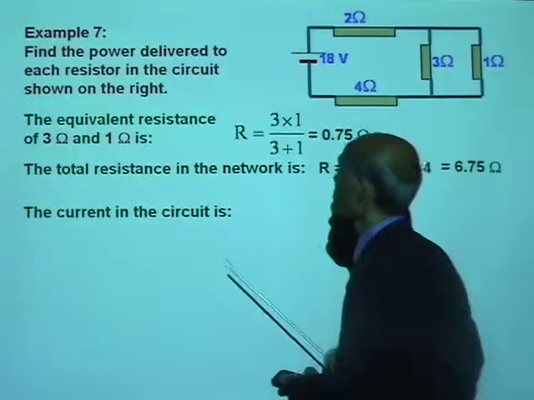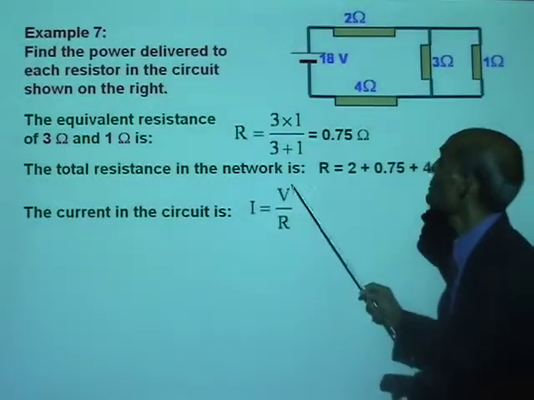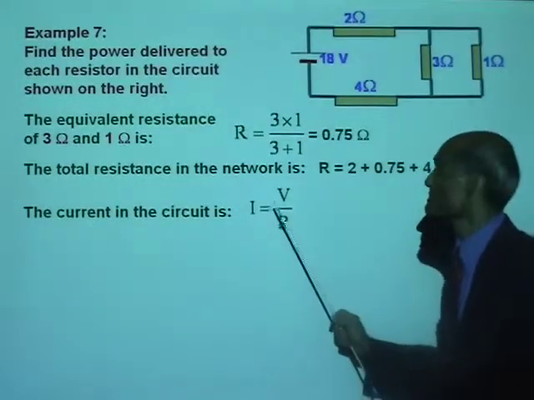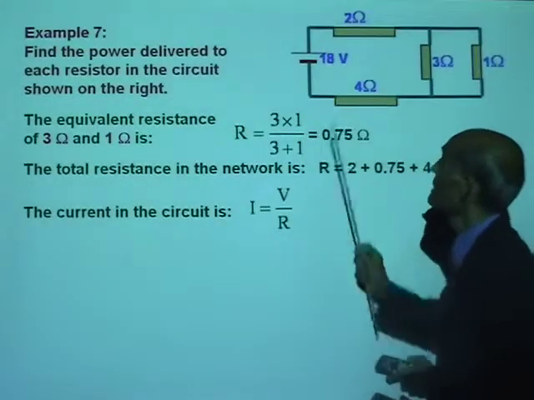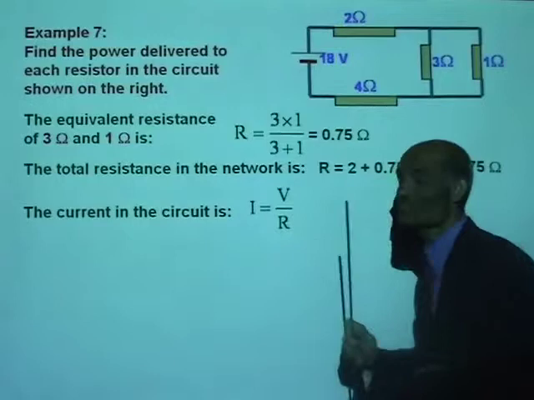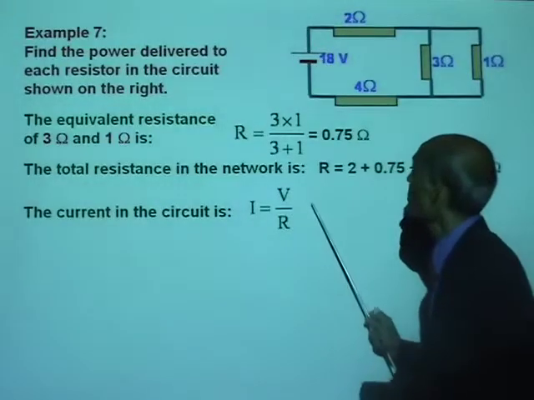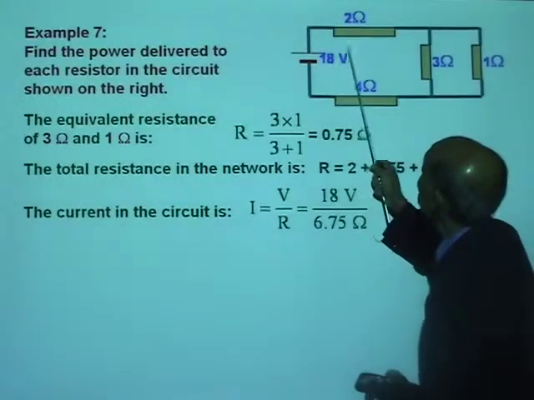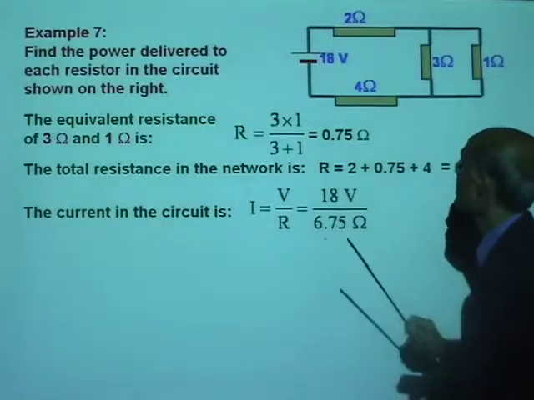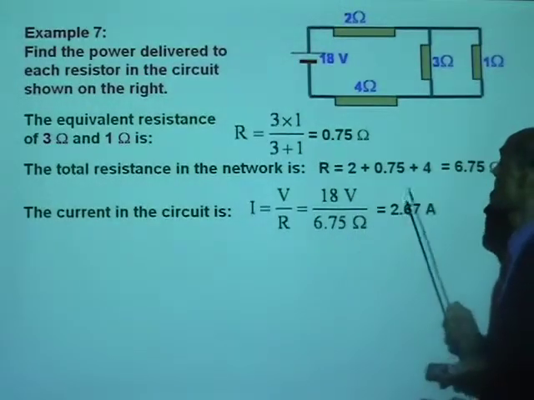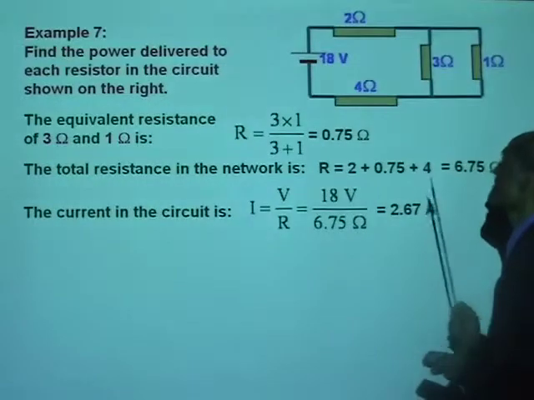Can you calculate the total current in the circuit? The current in the circuit is I equal to V over R. The total current I is the total potential V divided by the total resistance R. Our total potential is 18 volt. Total resistance is 6.75 ohm. That is 2.67 ampere.